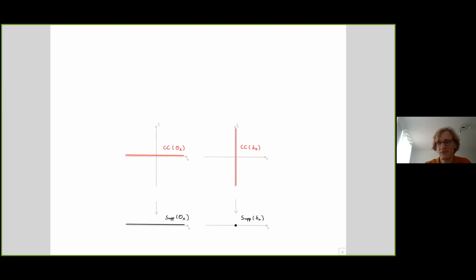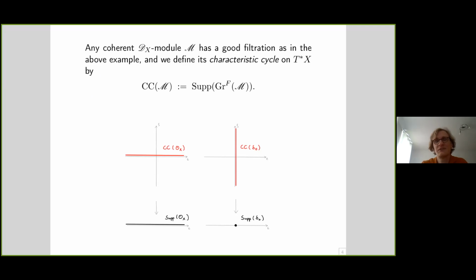And so this you can do more generally for any coherent D module. You can pick a good filtration, as in these 2 examples, and then you take the graded object and you look at its support, and this is called the characteristic cycle of this D module. And the filtration itself is not God-given. There may be different filtrations which are good, but one can show that the support is independent of the chosen good filtration.